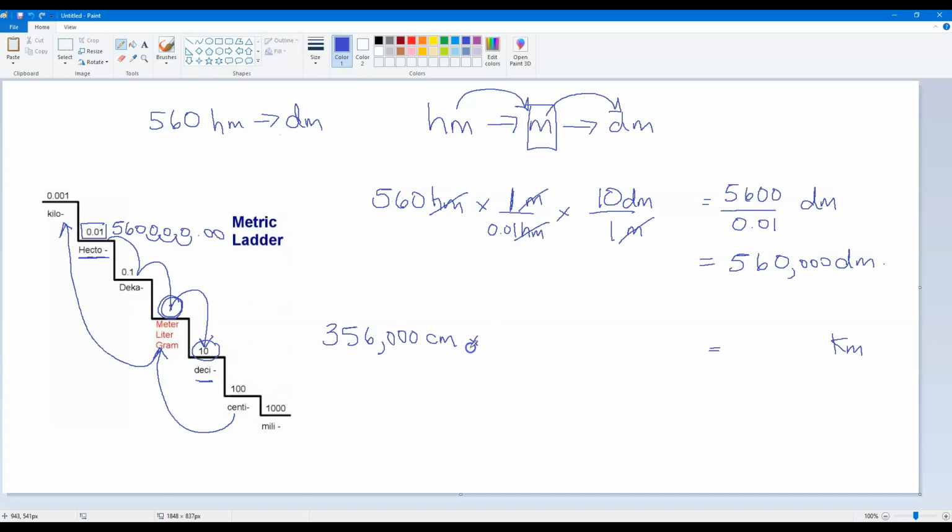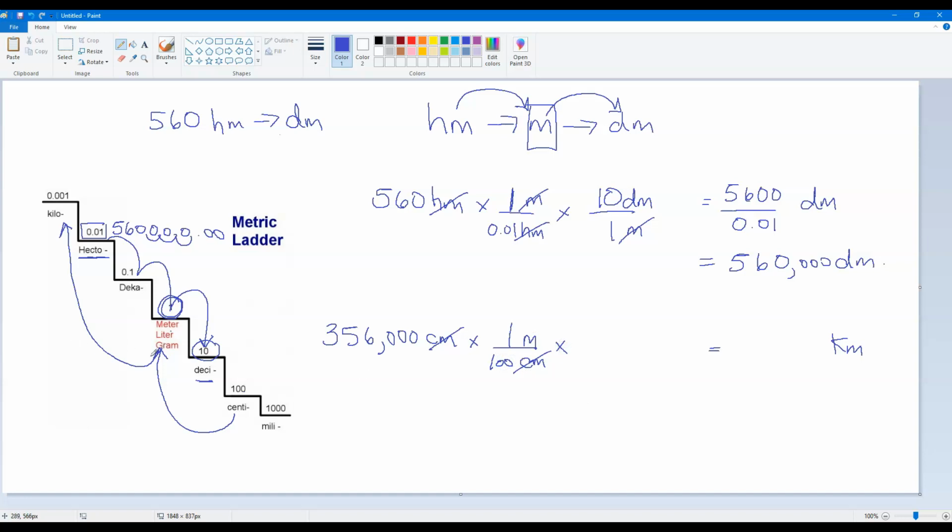So the first thing I'm going to do is go to meters. So meters go on top and centimeters go on bottom from that conversion factor, just so that I can cancel them out. I can only cancel if I have the units opposite each other. And 1 meter is equal to 100 centimeters. So that's my first conversion factor.